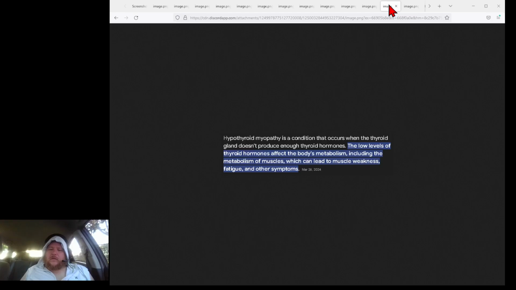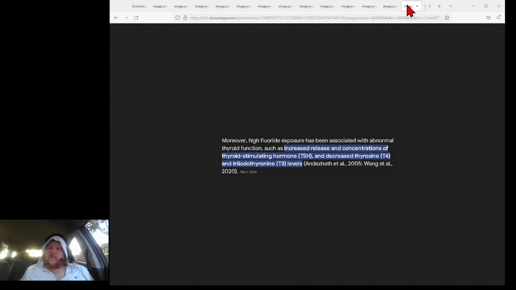So here you can see metabolism is related to the thyroid hormone. Right? Let's keep going here. Let's see. Just looking at different things here.